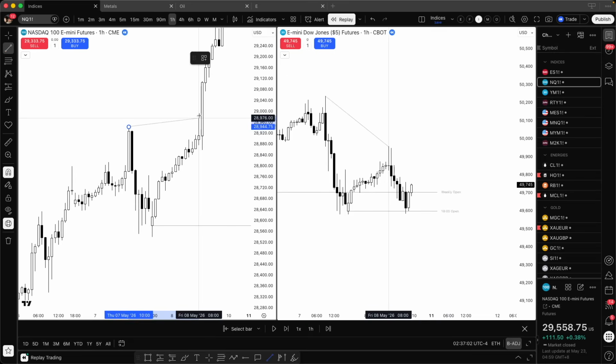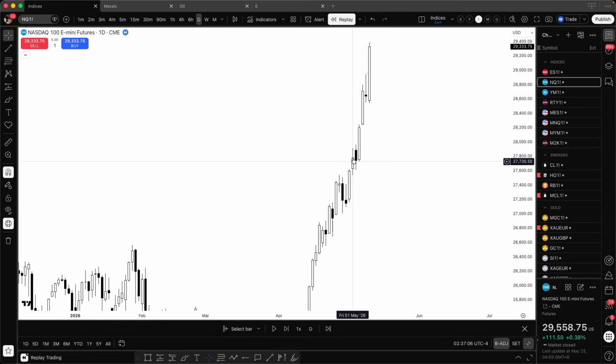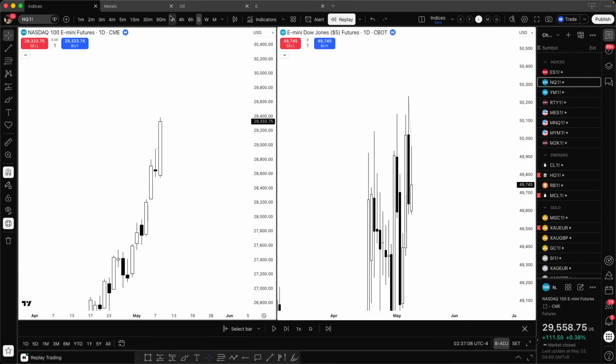So first off, I want to see price retrace because we're kind of just doing this. I want to see a down close day, which we obviously didn't get.